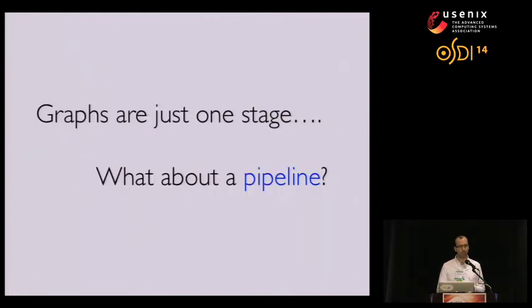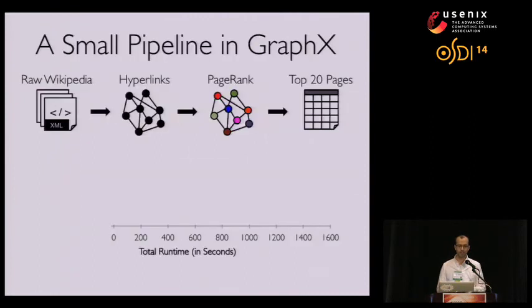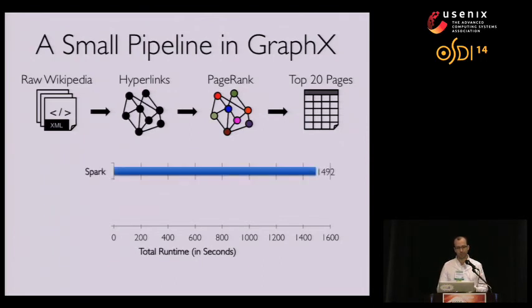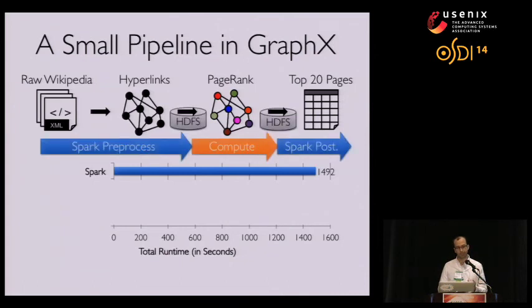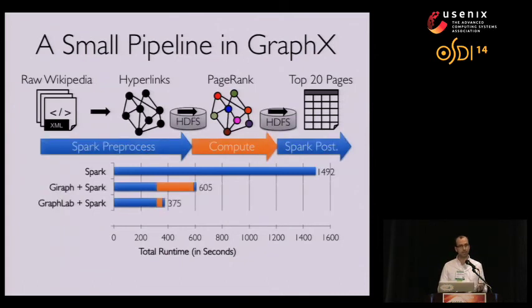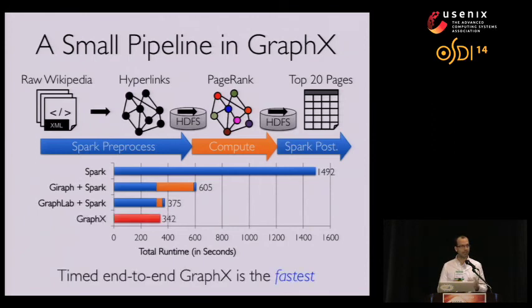Now, I've been talking a lot about these specialized benchmarks. I want to finally talk about what about a multiple stage pipeline. So here we look at the realistic task of going from Wikipedia hyperlinks all the way to the top 20 pages. And so if we look at a system like Spark, this runs in about 1,400 seconds. If we use these specialized systems in this intermediate stage, we can bring the runtime down. But by putting everything end-to-end in a system like GraphX, we get the shortest running time. And this is a small benchmark. As we go to longer pipelines, we expect to see much bigger wins.